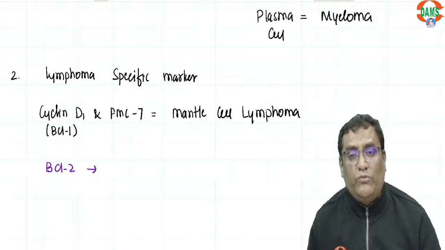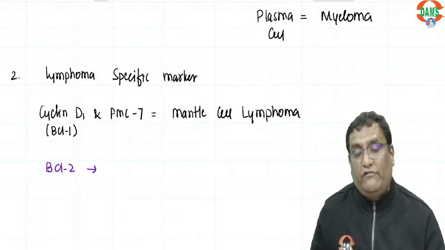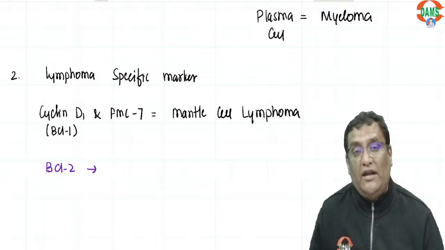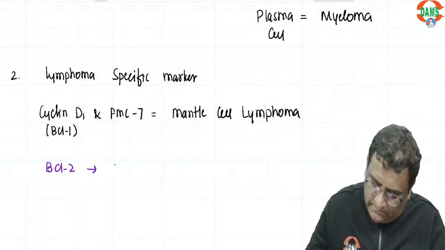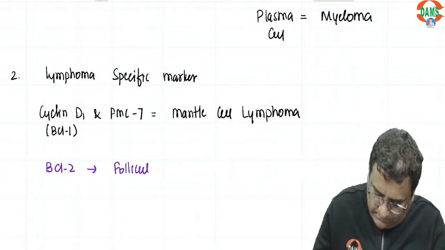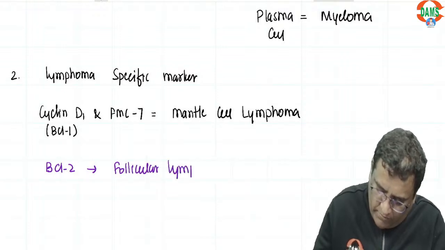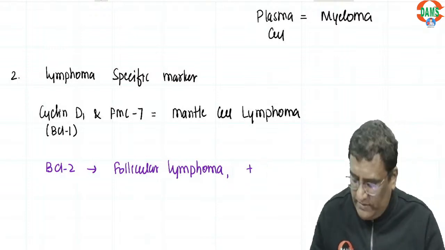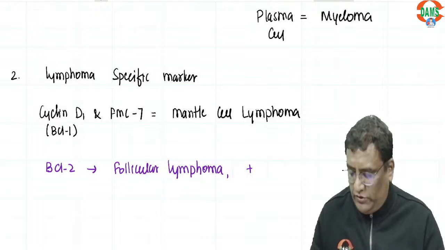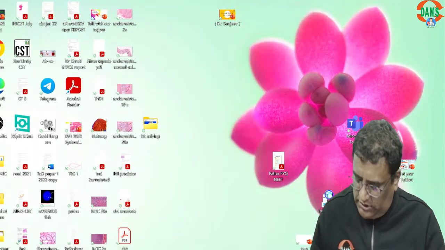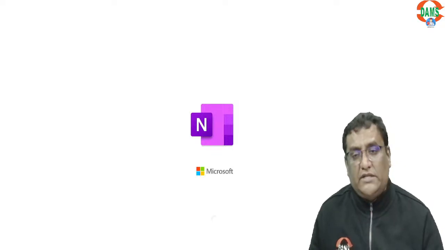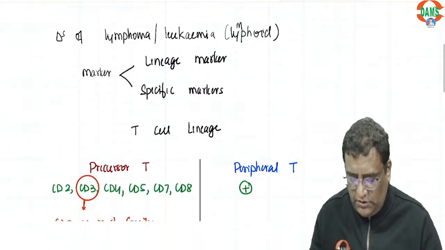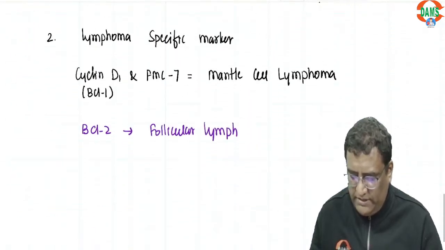BCL2 is an anti-apoptotic protein. There will be a mutation happening which leads to overproduction of BCL2 in follicular lymphoma. Plus minus, it can be seen even in marginal zone lymphomas as well. So BCL2 can be positive even in marginal zone lymphomas and myeloma.